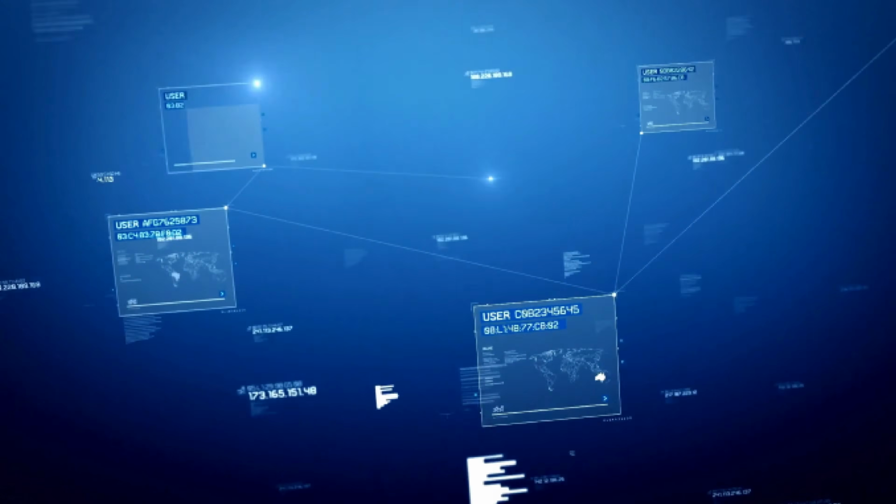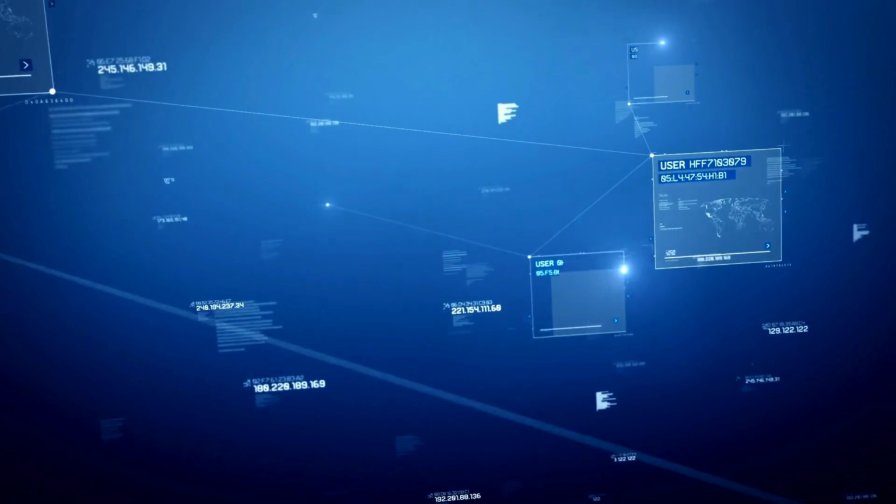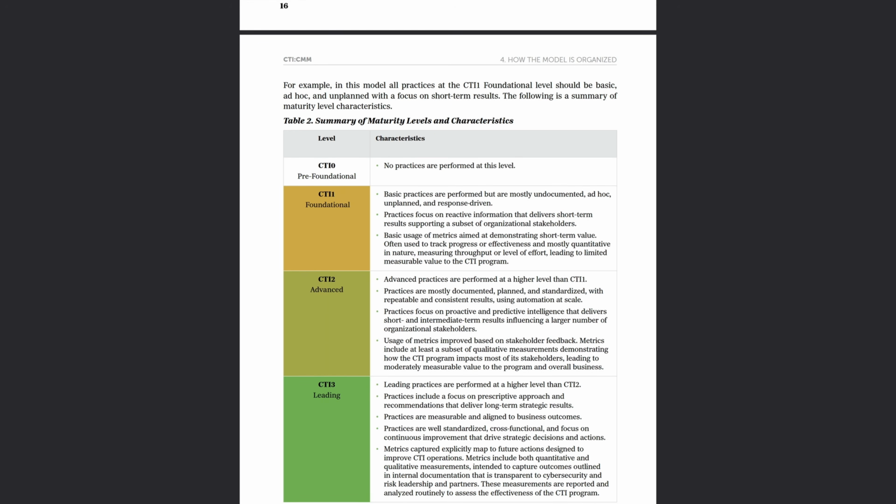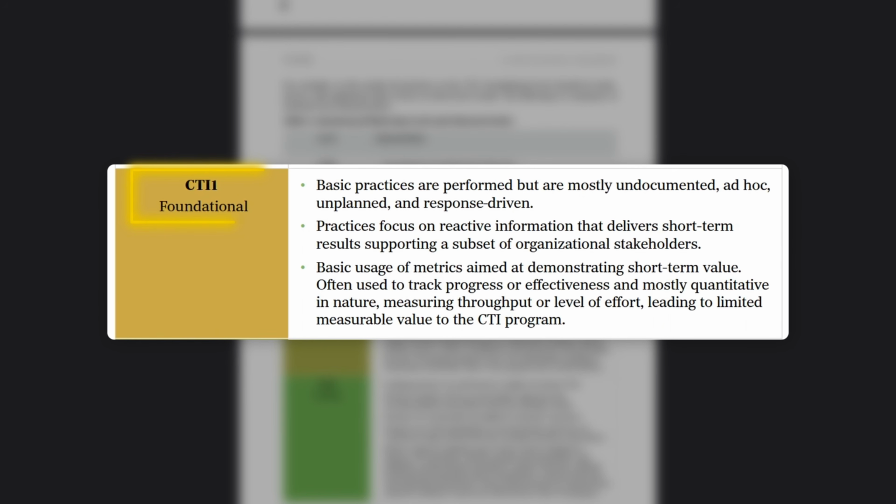The dangerous thing about CTI 0 isn't that you know you're there. It's that most programs operating at that level believe they are a step above. They're at that CTI 1 level because someone just subscribed to a threat feed. So they assume they're at level 1. That next level is CTI 1. That is the foundational stage.